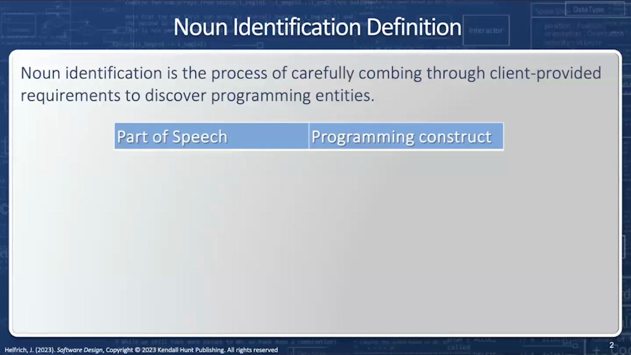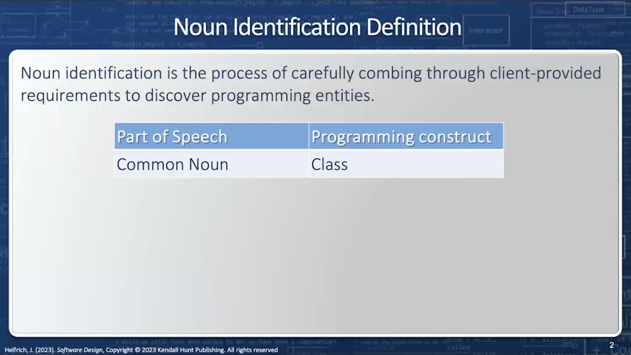This video will detail the noun identification process, which helps us to identify program entities from, at first, vague and general requirements and down to very specific requirements. So noun identification is the process of carefully combing through client-provided requirements to discover program entities. And there's several things we look for.